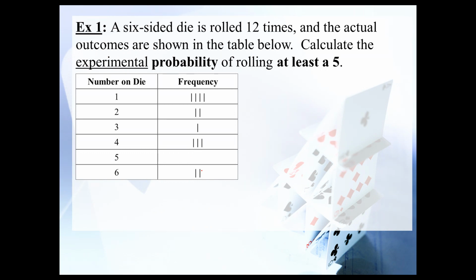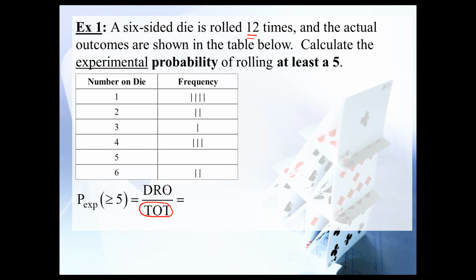Okay, so let's see what our experimental probability is. The experimental probability of obtaining a number that is at least a 5, which is greater than or equal to 5, would be equal to the desired result obtained divided by the total number of times I performed the experiment. So how many times did I perform the experiment? Well, it says right up here I did it 12 times. I rolled the die 12 times.